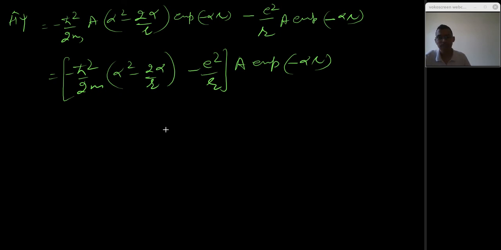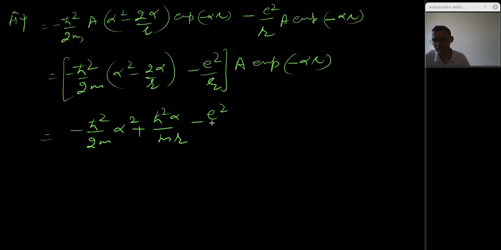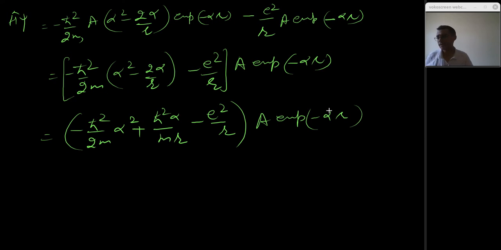So let me write down this now. So it is ħ² by 2m α² minus ħ² α over m r, minus, sorry, it's plus, and it is e² by r, and it is e to the power minus αr. That's what we are getting here.